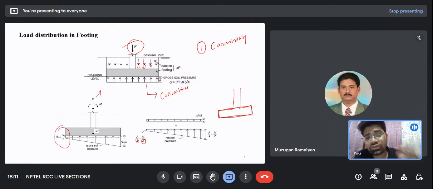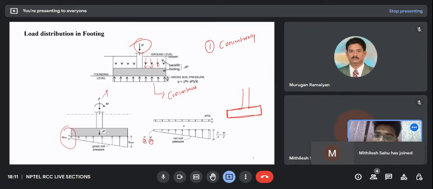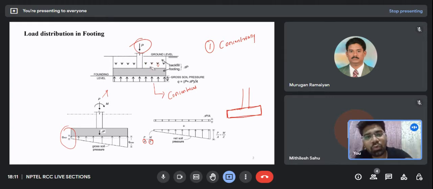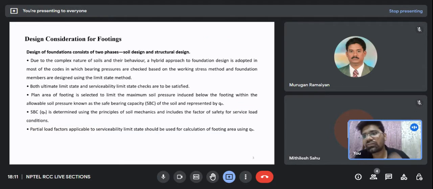Now this was all about what type of loading our footing can have. It can have concentric as well as eccentric loading, and based upon this loading, now we have to design this footing. So the design of footing has many terminologies, and these terminologies come from both the structural point of view as well as the soil point of view. Why I am talking about soil as well as structure, I will explain in the next few slides. So let's first see what the various design considerations for the footing are.